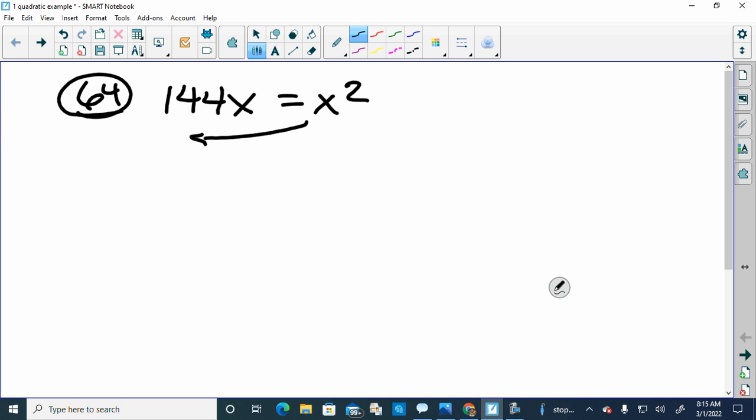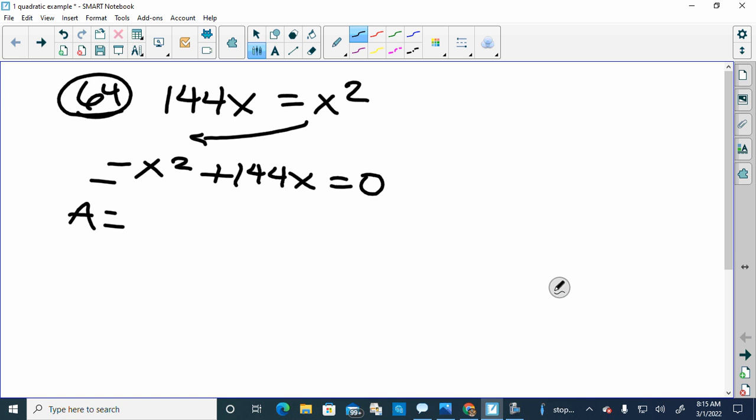So I'm moving this one over here. I would have a negative x squared plus 144x equals 0. My A is what's in front of the x squared, so that's going to be a -1. The B is what's attached to the x, so that's going to be a +144. And then what is my C? 0, because there's not a coefficient there.